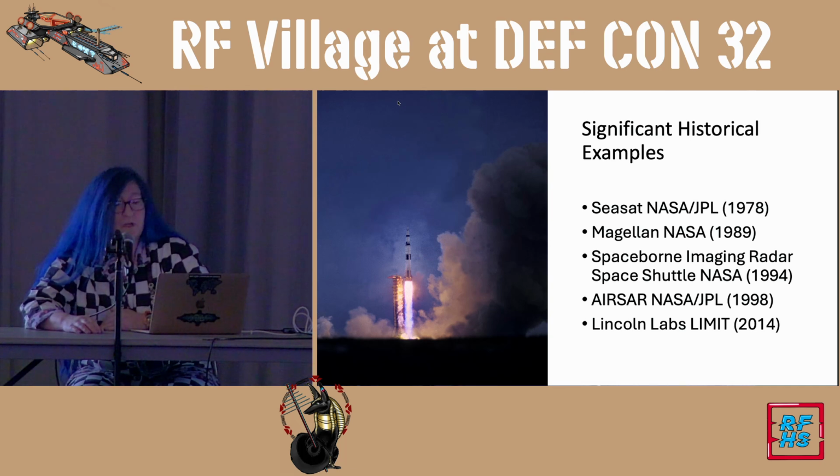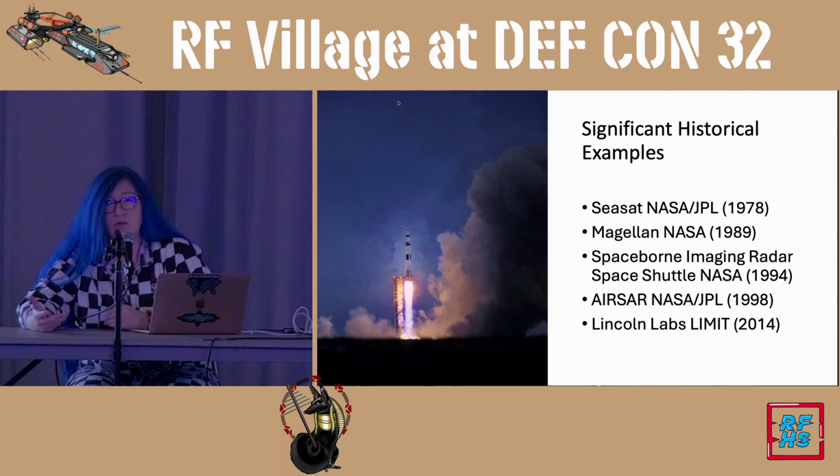Another project is Magellan. This is a NASA mission to map Venus with SAR, and it was extremely successful. Another example would be the Spaceborne Imaging Radar, or SIR, from the Space Shuttle. This is another NASA mission, and this used synthetic aperture radar over the surface of the Earth. Some very interesting things came out of this project. There was stuff that was found on the surface of the Earth that we did not know about.